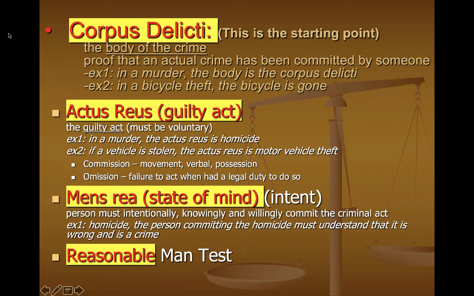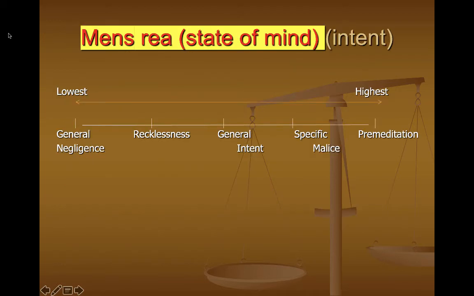So a person must intentionally, knowingly, and willingly commit the criminal act. So example one, the homicide, the person committing the homicide must understand that it is wrong and is a crime. So again, this is where we will be talking about insanity in future weeks. This is where you have to understand that it's a crime. Otherwise, you can plead that you're insane. And this is where we get what we call the reasonable man test.